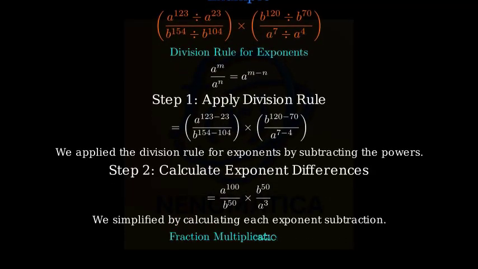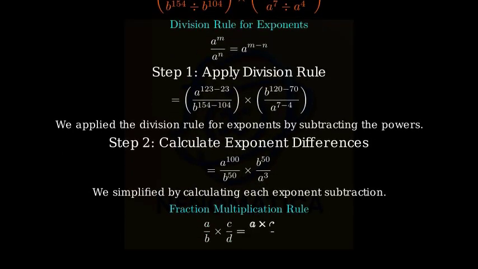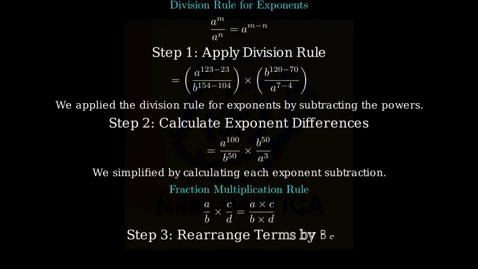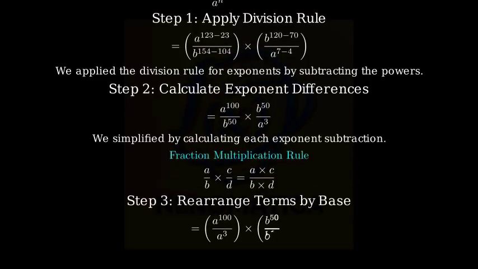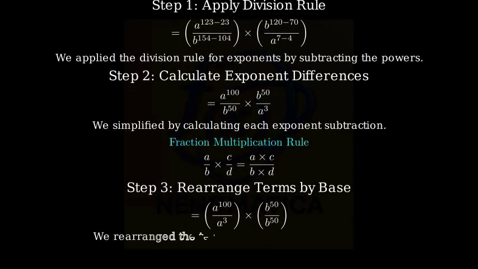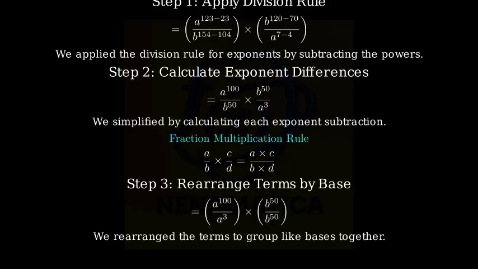Before we continue to the next step, let's review how to multiply fractions. When multiplying fractions, we multiply the numerators together and the denominators together. In step 3, instead of directly multiplying the fractions, let's rearrange the terms based on their bases. We'll group all terms with base a together and all terms with base b together. This means we have a to the power 100 over a to the power 3 multiplied by b to the power 50 over b to the power 50.